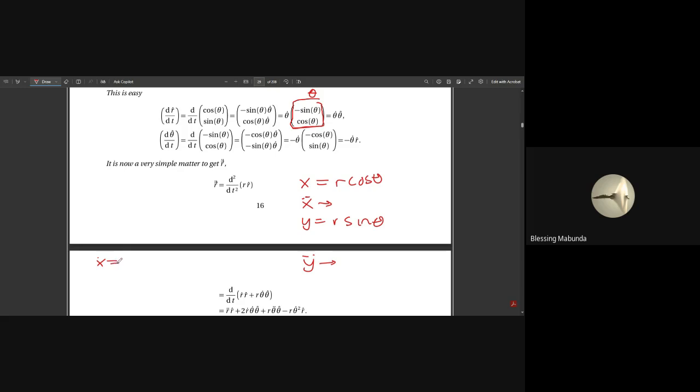So with x dot, that is going to be r dot cosine theta minus r sine theta dot. x double dot is going to be r double dot cosine theta minus r dot sine theta theta dot, and minus r dot sine theta multiplied by theta dot, minus r cosine theta dot squared, minus r sine theta theta double dot, like that.